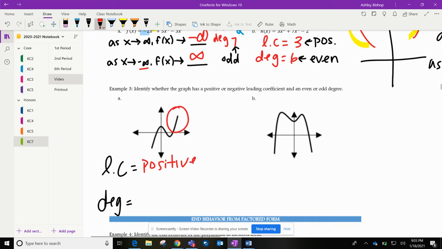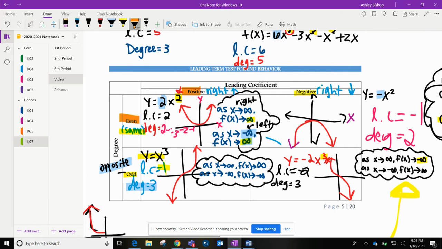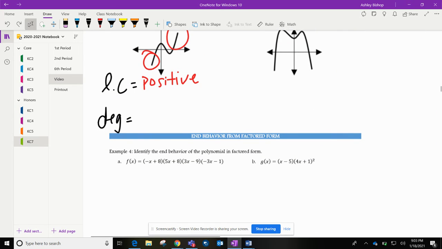And then it says to determine whether I have an even or an odd degree. Well, the ends of my graph are doing opposite things. One's going up and one is going down. So I know that they do opposite things when they have an odd degree. So it's going to be an odd degree. Okay.